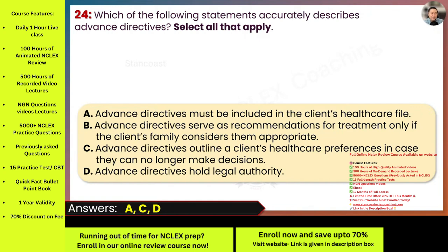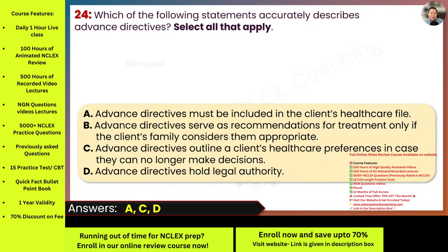Now, letter D is also one of the correct options here because the document is legally binding. It means healthcare providers must follow them unless there's a legal reason not to, or maybe there are missing signatures or possible state laws. And the advance directives can help protect patients from receiving unwanted treatments, and this can ensure that the healthcare providers honor the patient's choices.